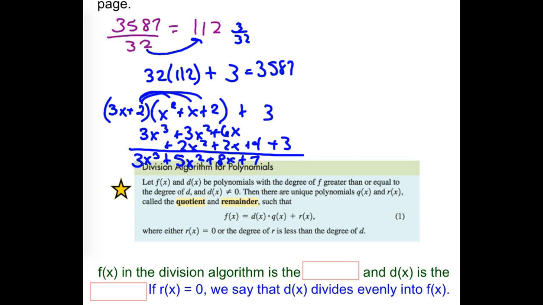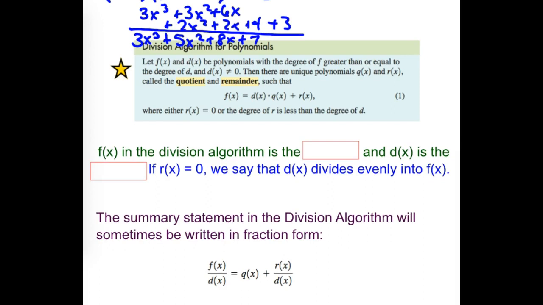So it is possible to check your work. Obviously it's extra steps, but if it was a test question, I would certainly do that. So that's what we're seeing right here, this division algorithm. Okay? It says if we take our function, our polynomial, we should be able to take our divisor times our quotient and add back in our remainder, and we get back where we started.